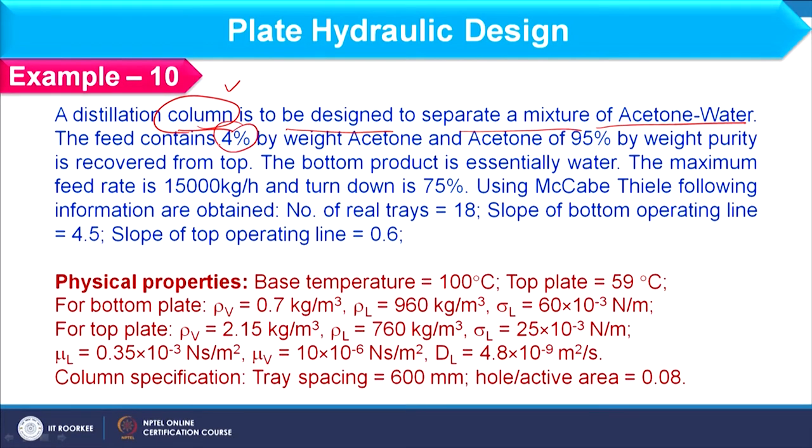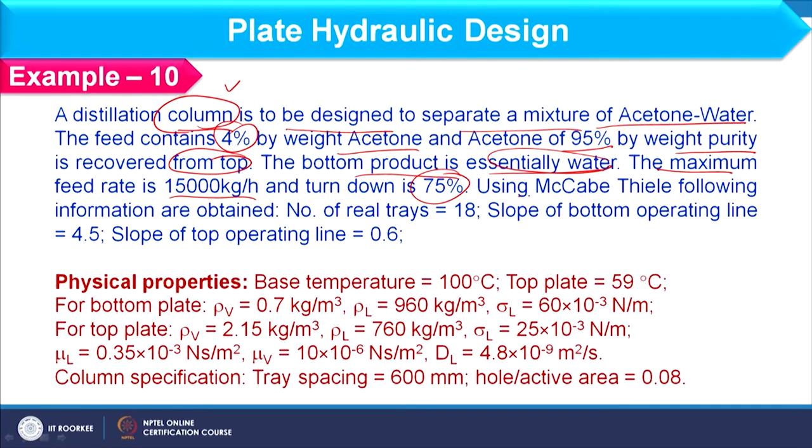Feed contains 4% by weight of acetone, and from this, 95% by weight purity can be recovered in the distillate, that is the top product. The bottom product is essentially water, and we can consider that acetone is not available in the water, which is the bottom product. The maximum feed rate here is 15,000 kg per hour, and 75% is the turn down ratio. So, the minimum flow rate should be 0.75 into 15,000 of the feed.